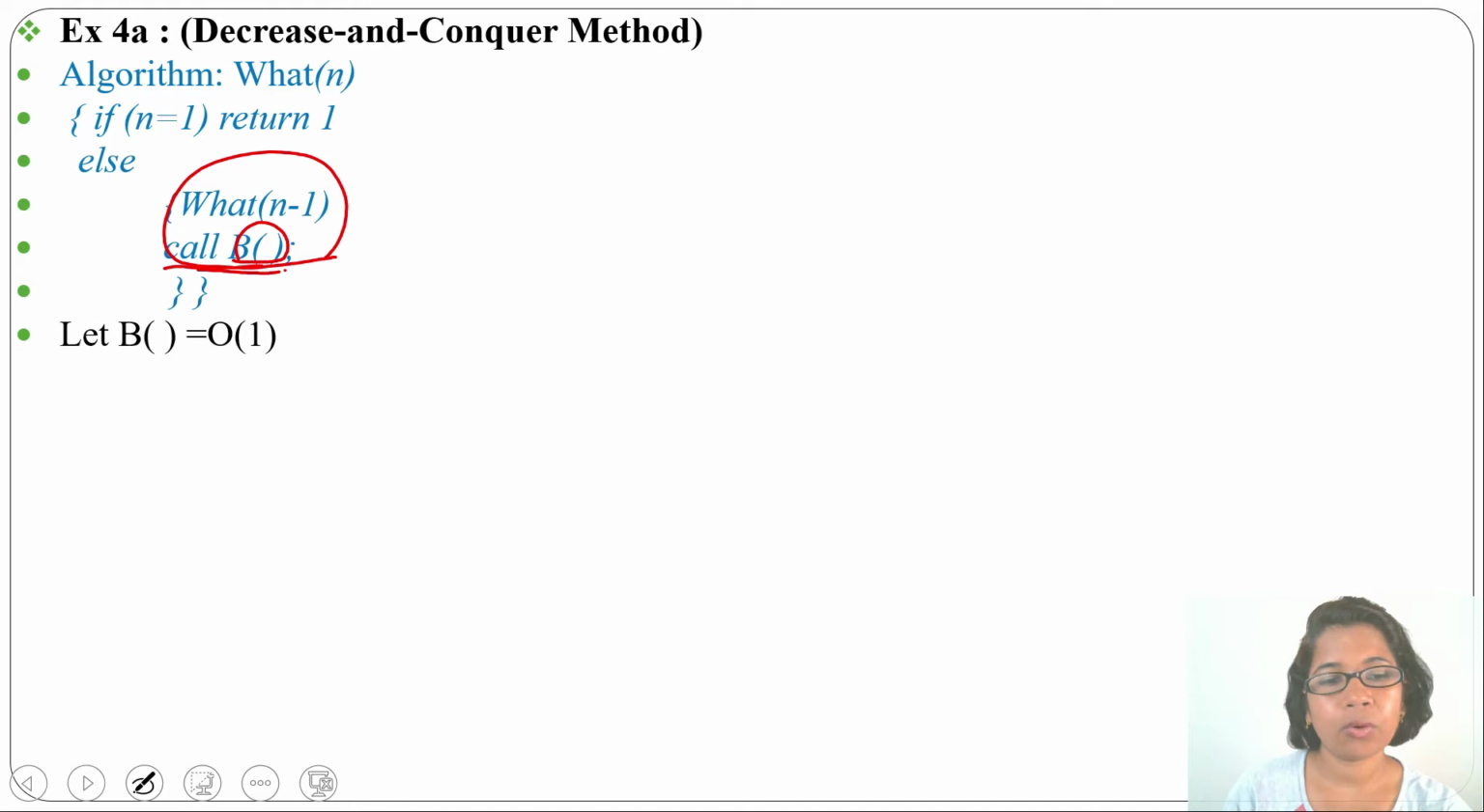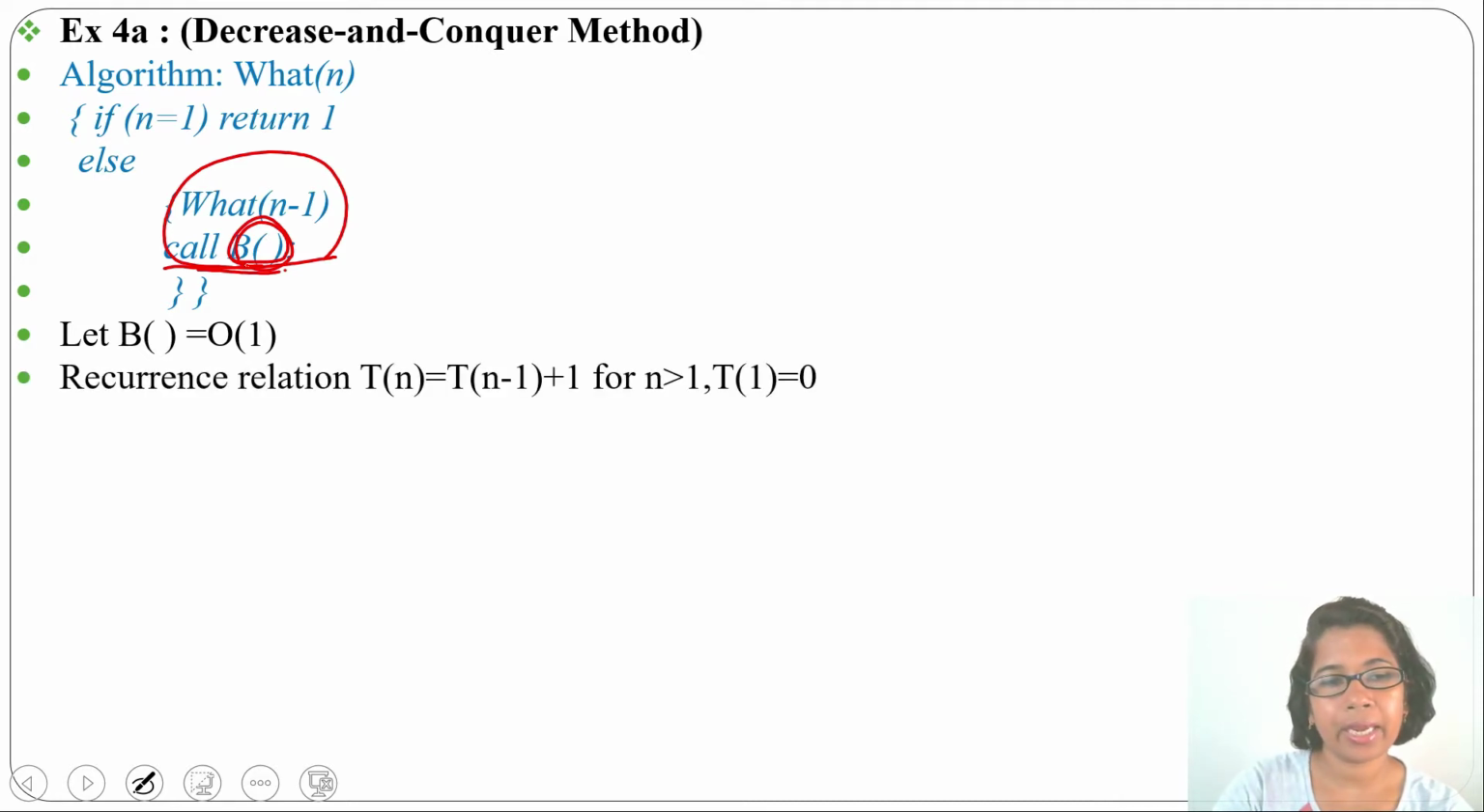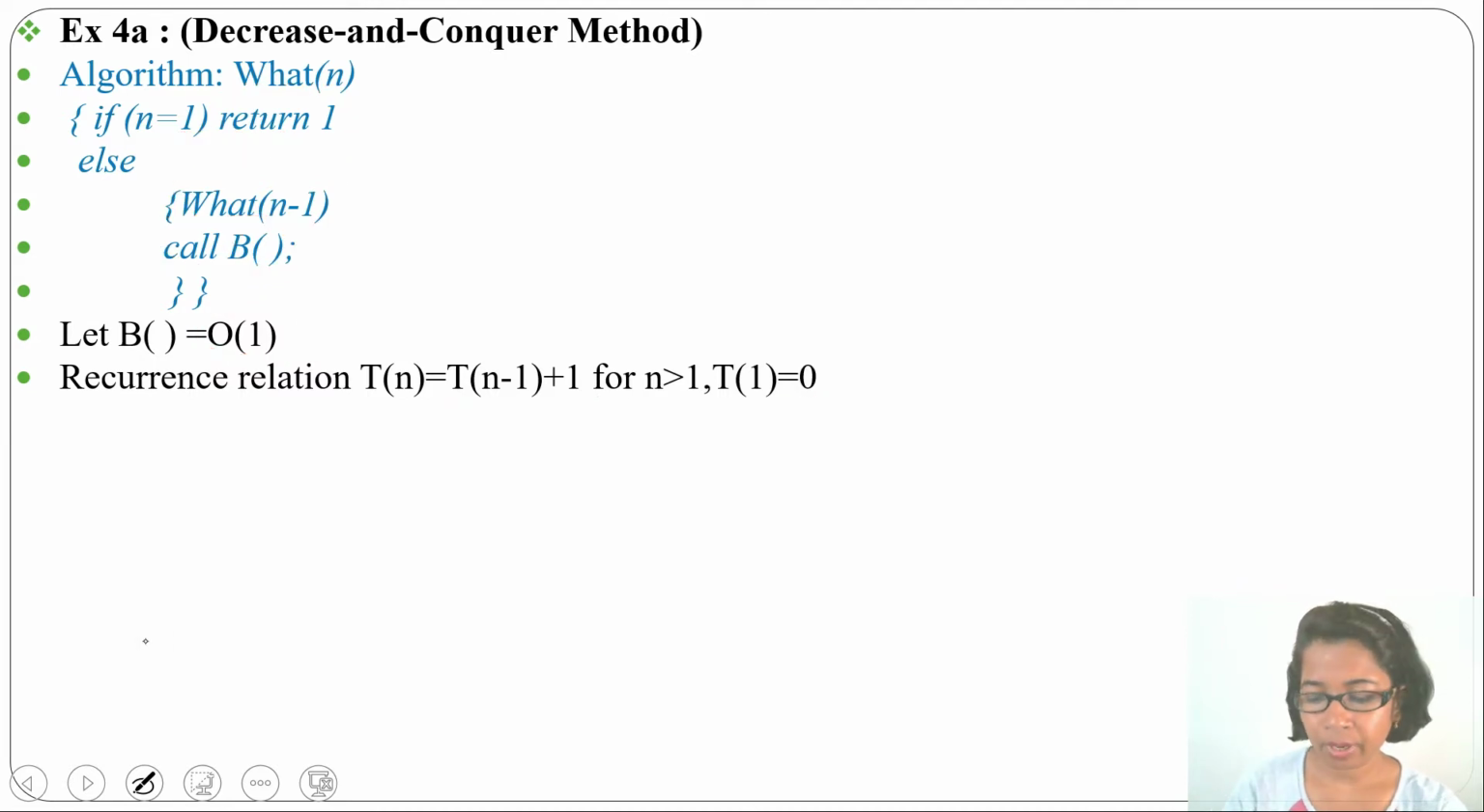Let B equal big O of 1, meaning this B function's running time is big O of 1. Then the recurrence relation will be T(n) = T(n-1) + 1: T(n-1) due to Vote(n-1), plus 1 due to this B function, as its running time is big O of 1. And this is true for n greater than 1, as when n equals 1 it will return 1. The initial condition is T(1) = 0, as when n is 1 it will directly return 1. We are not doing any operation, not calling any function or anything. So this is 0. Now we found the recurrence relation.